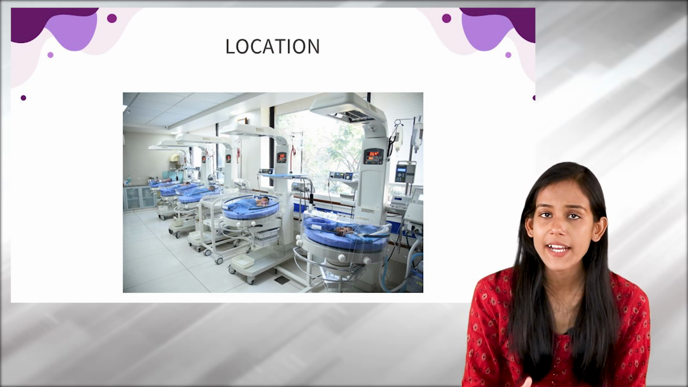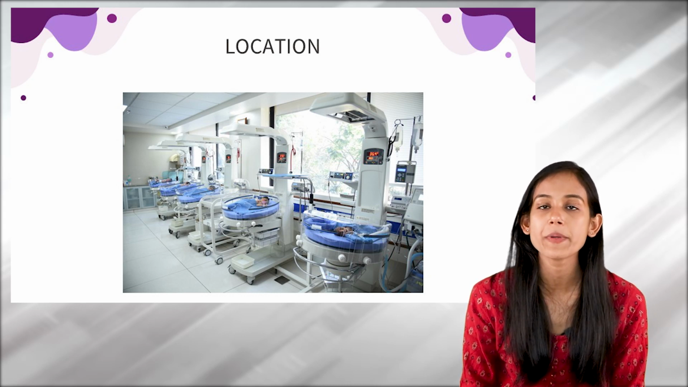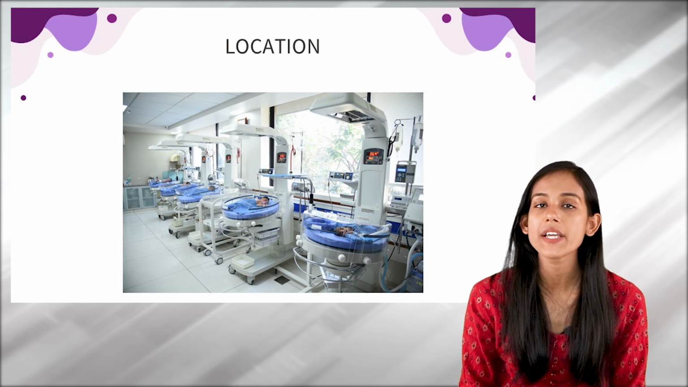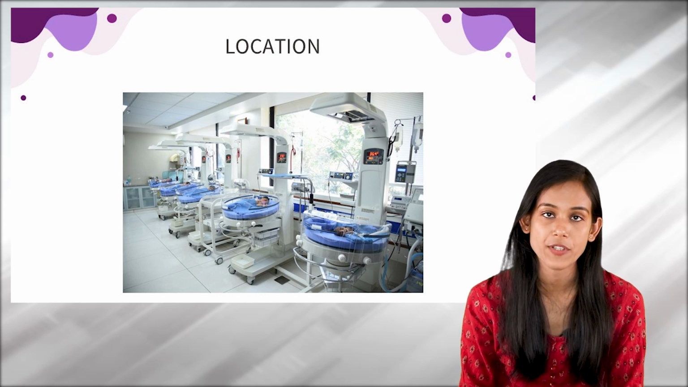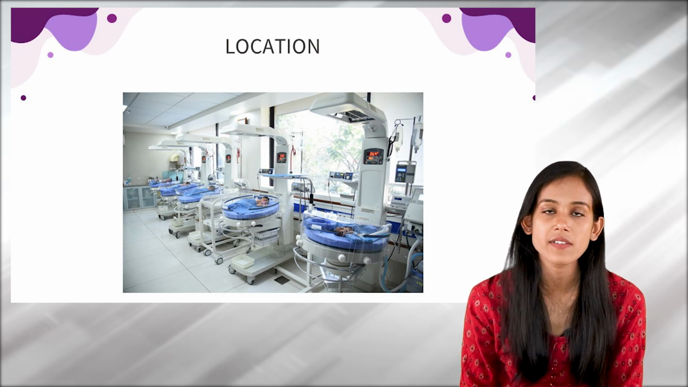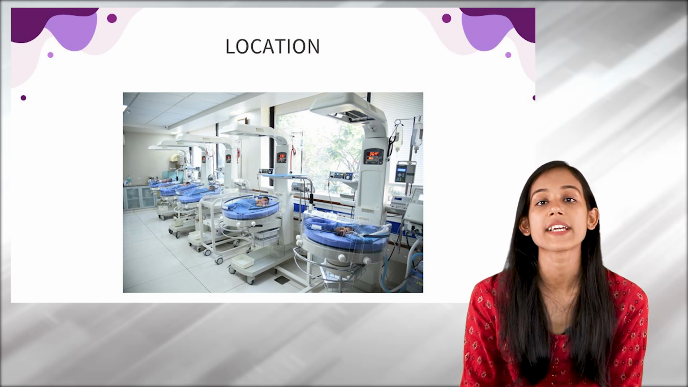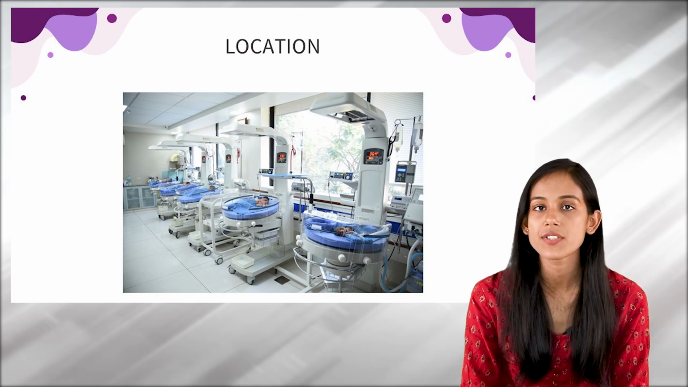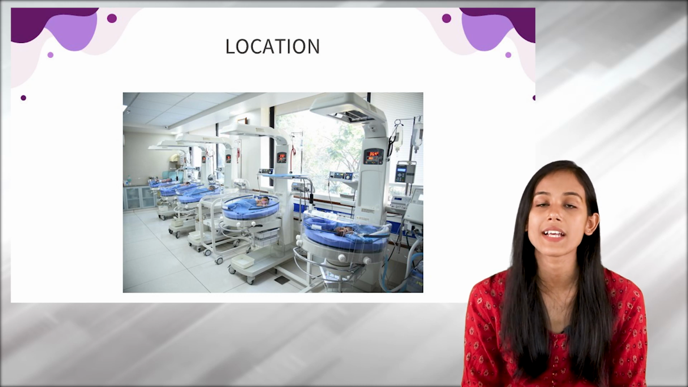While deciding the location, the first thing that we have to consider is that it should be near to the labor room or to the obstetrical unit. It should be located as close as possible to these two units, so that while transferring the neonate from the labor room to the intensive care unit, it does not take much time. There should also be adequate sunlight for illumination and good ventilation. This is what we would see while deciding the location.